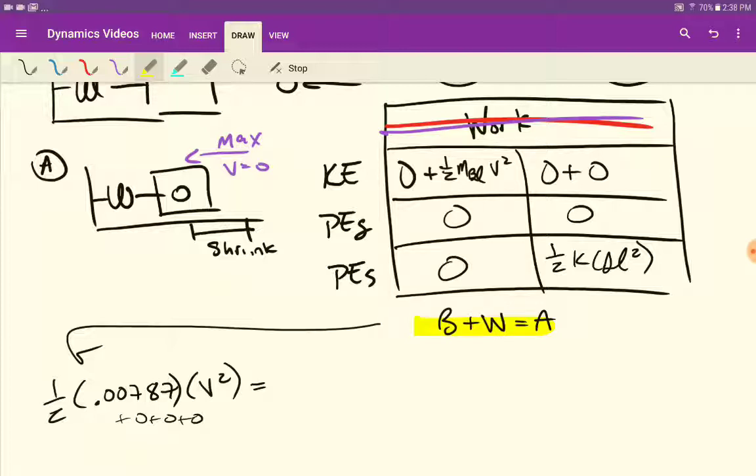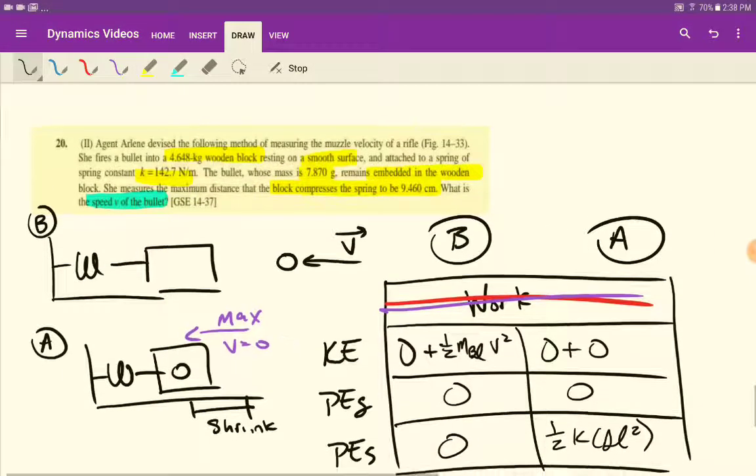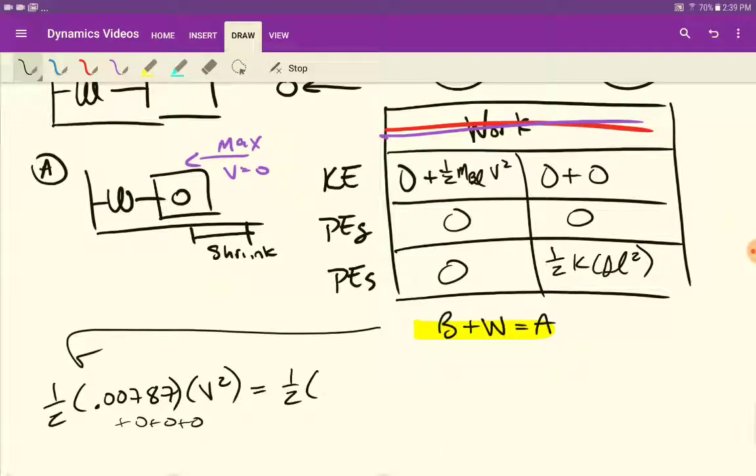So we'll take all of this piece right here on the left, and then we'll take all of that piece right there on the right, okay? And so all of the right guys are going to be 1/2. The spring constant is 142.7. So I'll put 142.7. And then I need delta L squared.